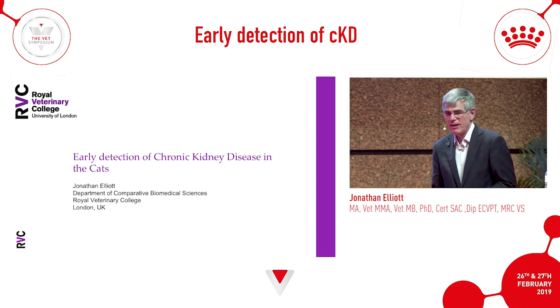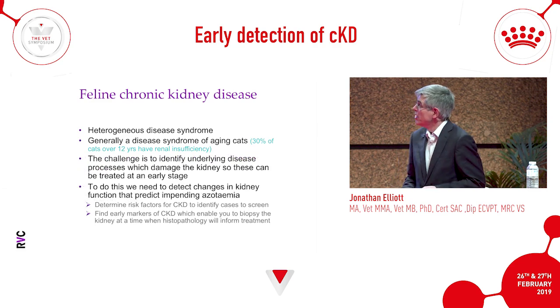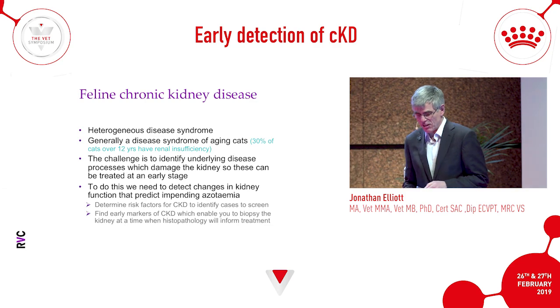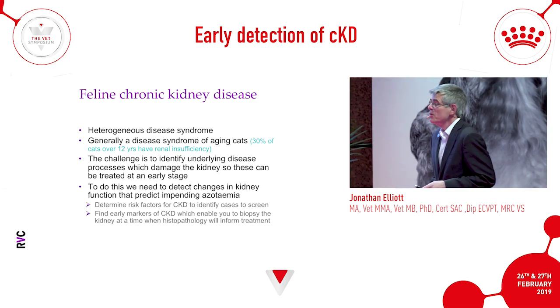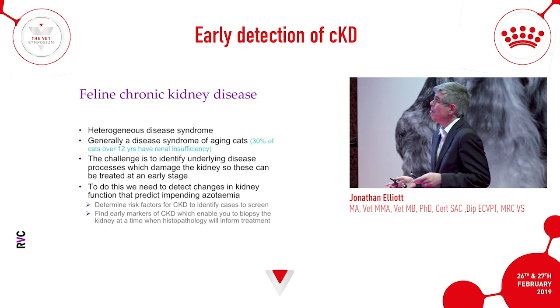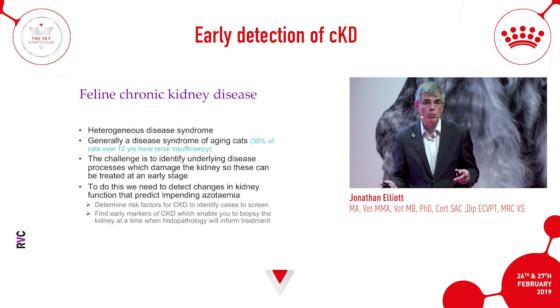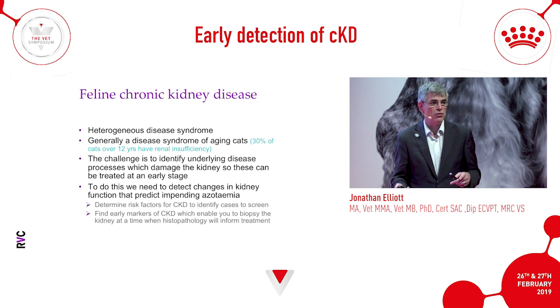I'm going to talk about early detection of kidney disease in the cat. And the cat obviously is an important species to consider kidney disease in because of the very high prevalence that we see. We talk about kidney disease, chronic kidney disease, as though it's a single disease syndrome, but in fact it's quite heterogeneous. And we'll see cats with very stable chronic kidney disease, those with very progressive kidney disease, and there are lots of different causes.